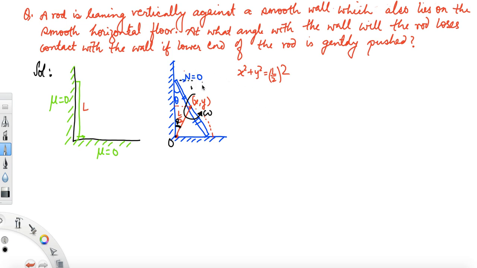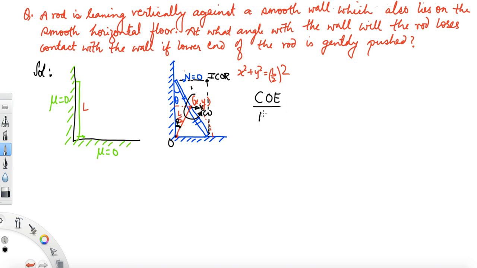So here what I'm going to do is apply conservation of energy. This is our one equation, conservation of energy. But how will you apply this conservation of energy? One way to apply this conservation of energy is to think of the instantaneous center of rotation. This point is the instantaneous center of rotation, and you can directly write the kinetic energy of this rod, because this rod is undergoing rotation as well as translation, right? Because the center of mass will have this velocity vc also.